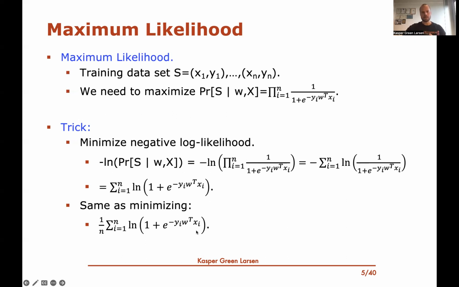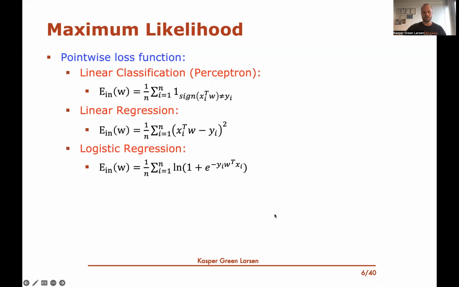Now, this looks like something we've seen before. This looks like a pointwise loss. We're averaging over all training examples of some function that only depends on that example. So this is really a loss function on a single point.